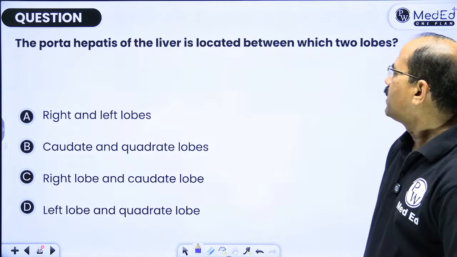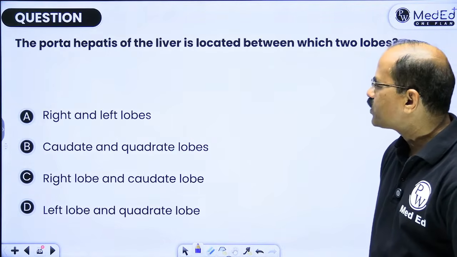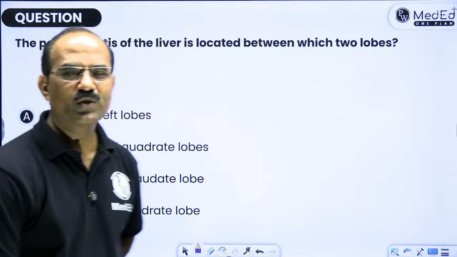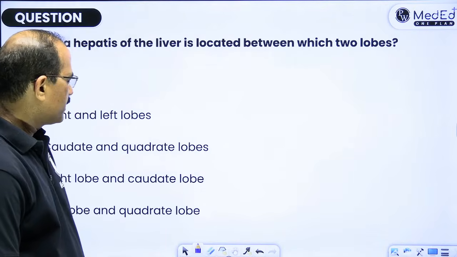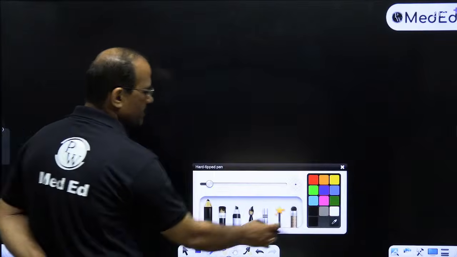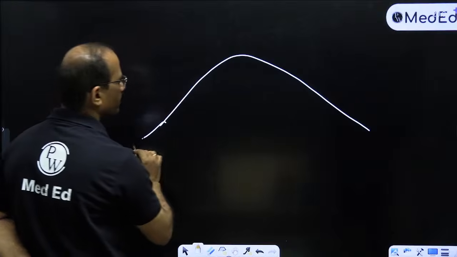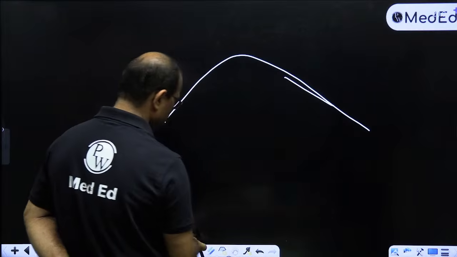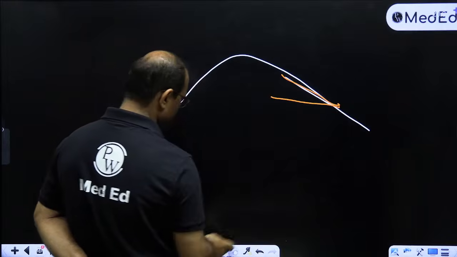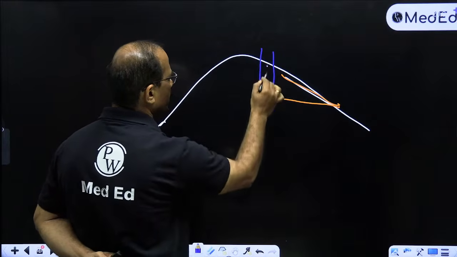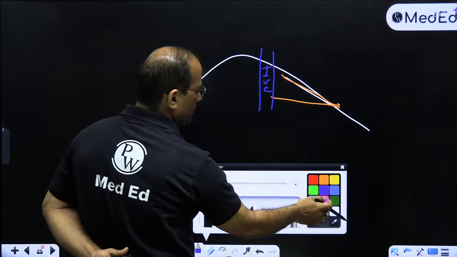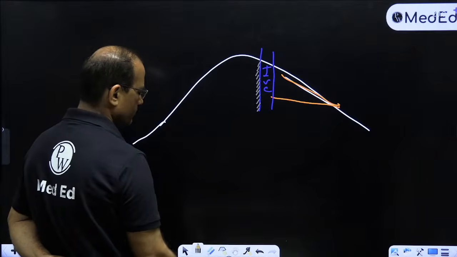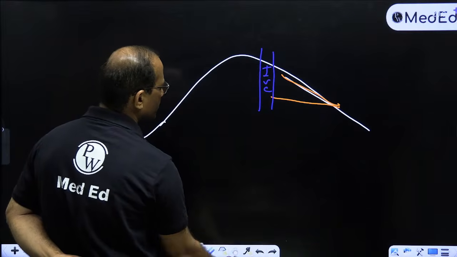Fine. Okay. The porta hepatis of the liver is located between which two lobes? Can you answer this? Any guesses? Guess कर सकते हो ये? अब मैं कैसे ड्रॉ करूँ इसको? हाँ चलो, if you can answer that, आप आंसर कर लो, तब तक let me see if I can draw the slide for you.